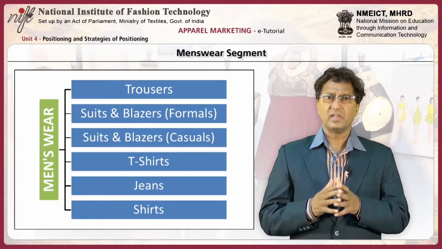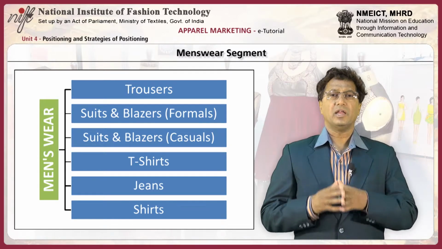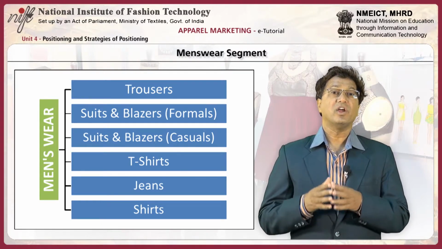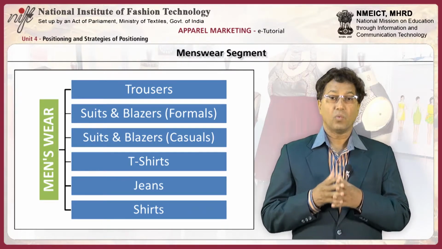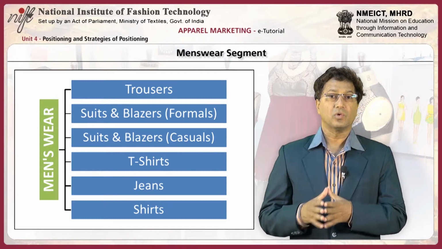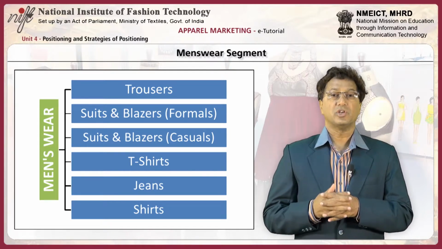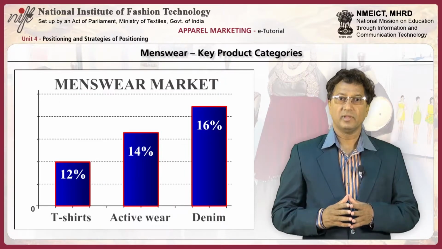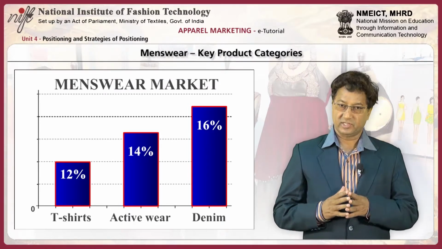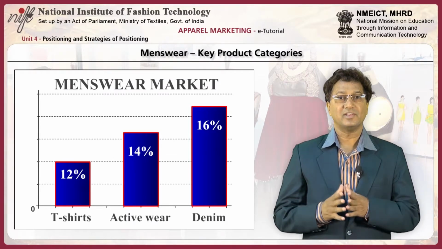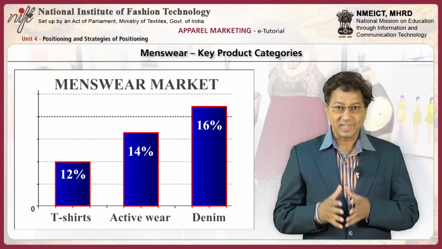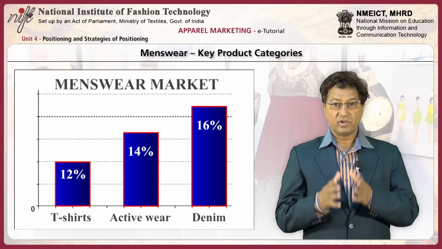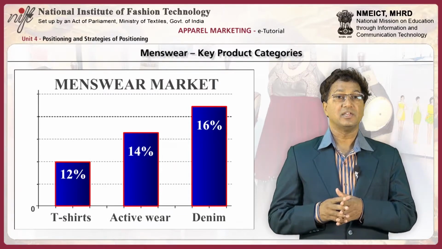The menswear market is expected to grow at a compounded annual growth rate, that is CAGR, of 8.5% to reach 1,31,000 crore, that is close to $24 billion by 2017. Denim, activewear and t-shirts are high growth categories within menswear segment with CAGRs of 16%, 14% and 12% respectively.